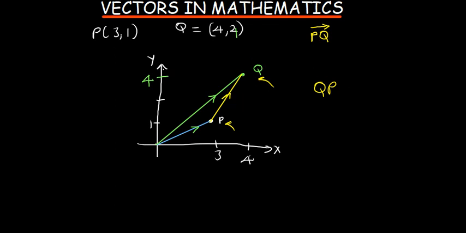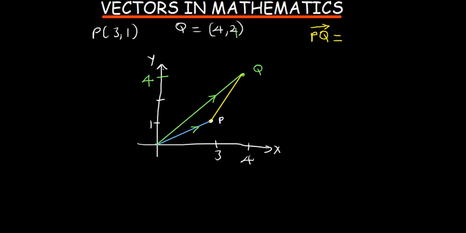Now what I want you to see is this. The question is, how can we find PQ? That's the question. How can we find PQ? From what you are able to see here, to find PQ, how can you move from P going to Q? How can you find P going to Q?